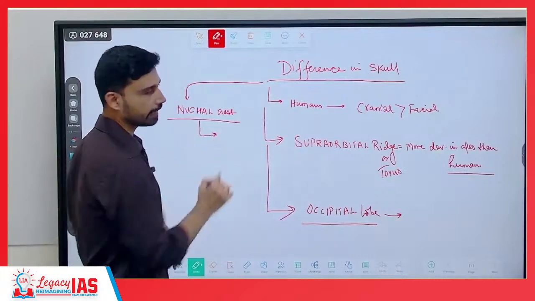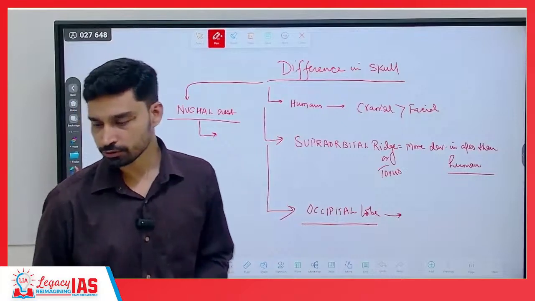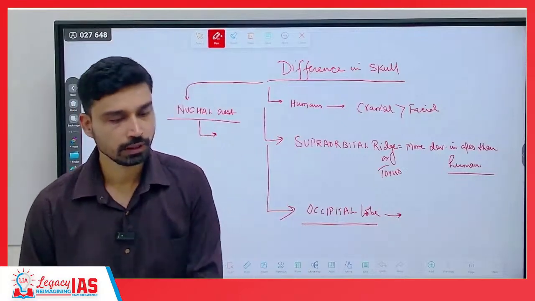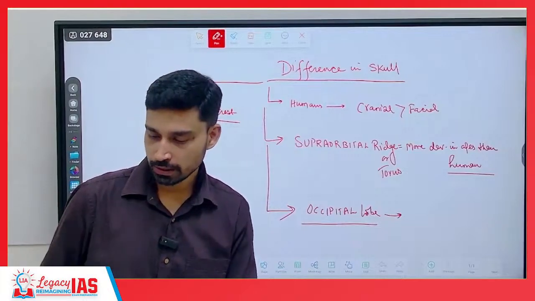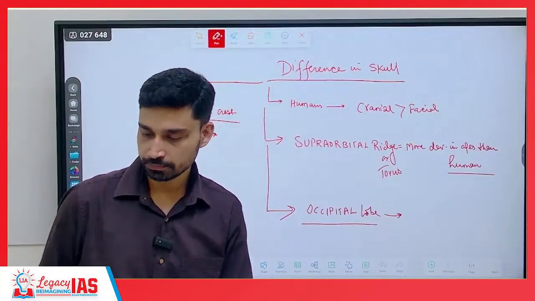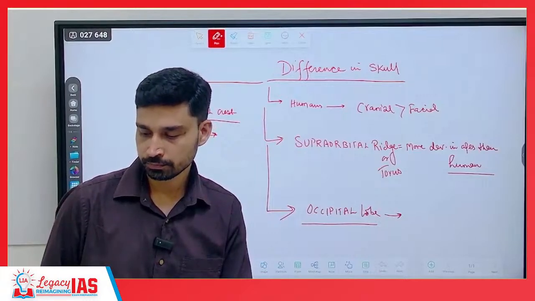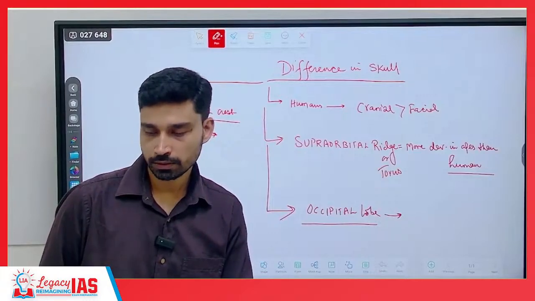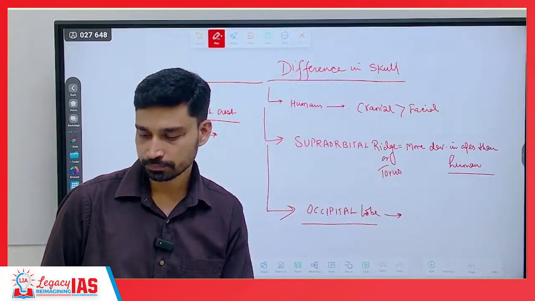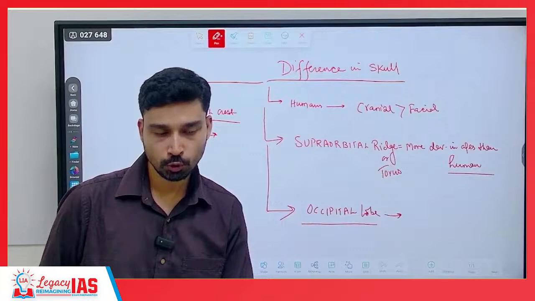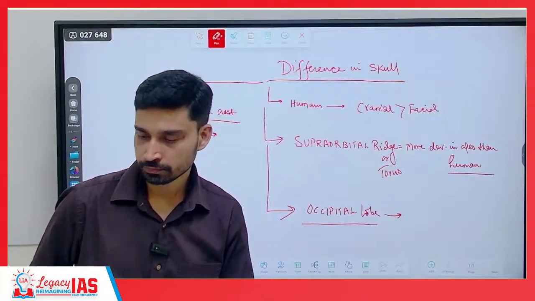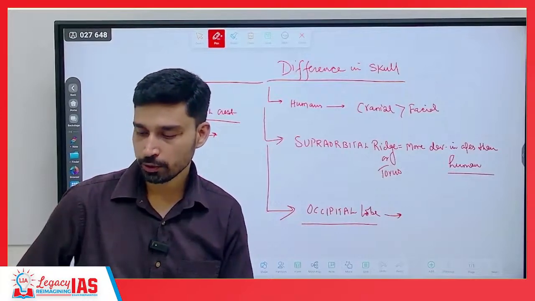So this we can write here. Nuchal crest provides an attachment site for the neck muscles, which is not required in humans.